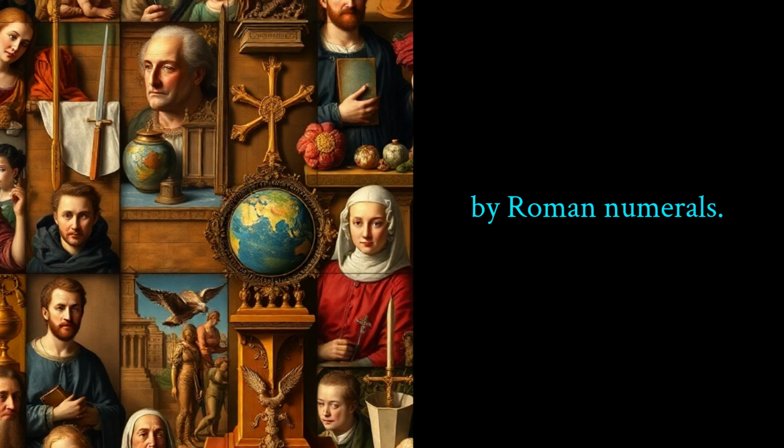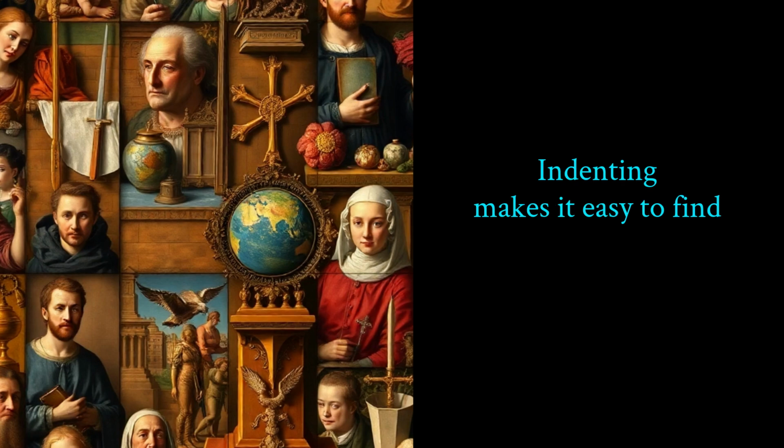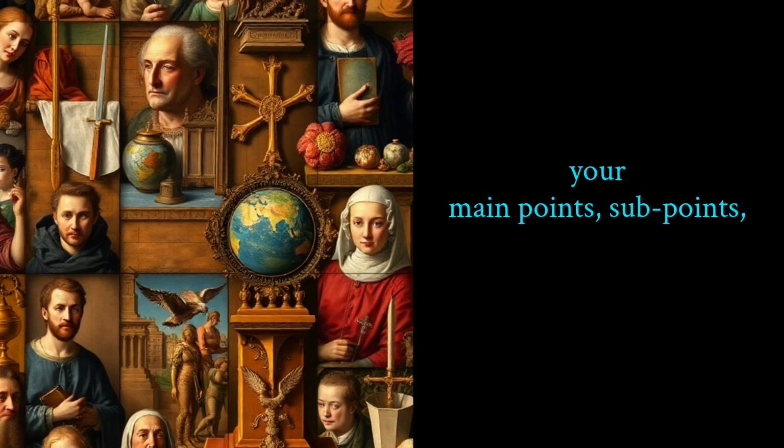Main ideas are preceded by Roman numerals. Subpoints are preceded by capital letters, then Arabic numerals, and finally lowercase letters. Each level of subordination is also differentiated from its predecessor by indenting a few spaces. Indenting makes it easy to find your main points, subpoints, and the supporting points and examples below them.